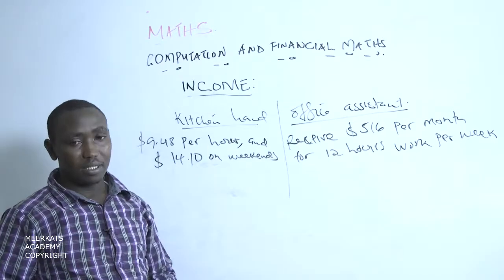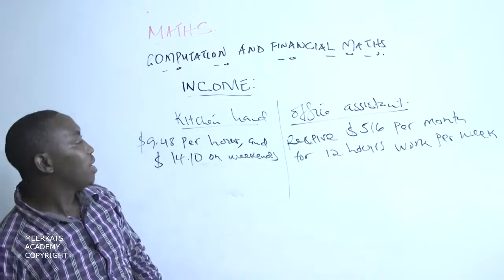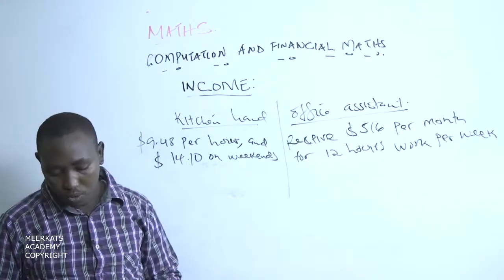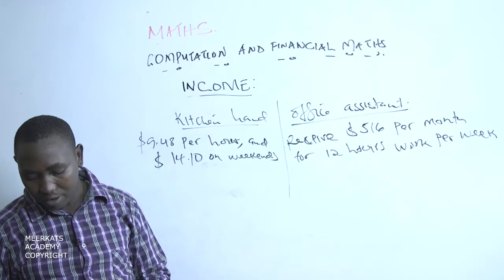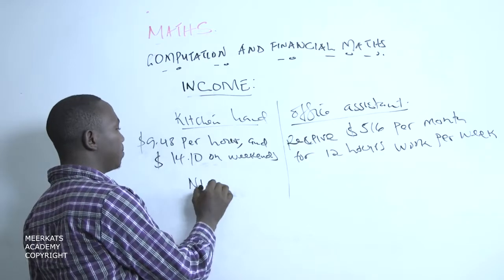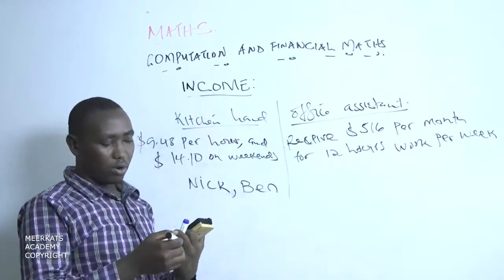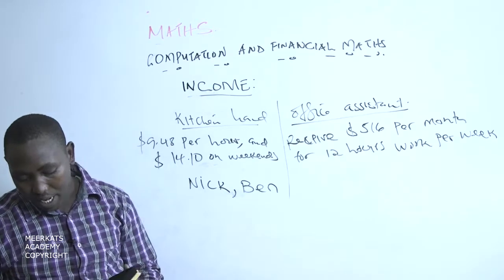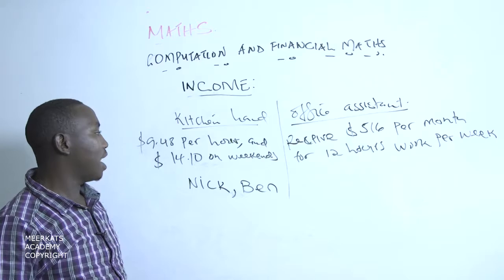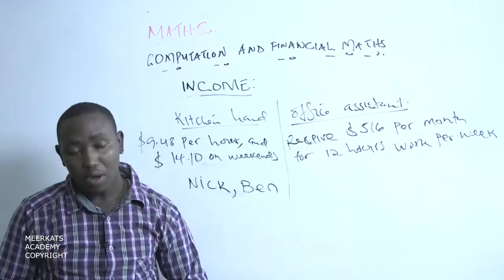So it will be important that before you apply for either of the jobs, you come up with a way of knowing which job pays better. And for us to be able to know which job pays better, we'll have to consider our two jobless individuals who are looking for a part-time job. Now suppose that we have Nick and Ben, who are two individuals looking for a job. Nick chooses to work as a kitchen hand, where he will be paid $9.48 per hour and $14.1 on weekends. And that on the first week, he will work for 4 hours.